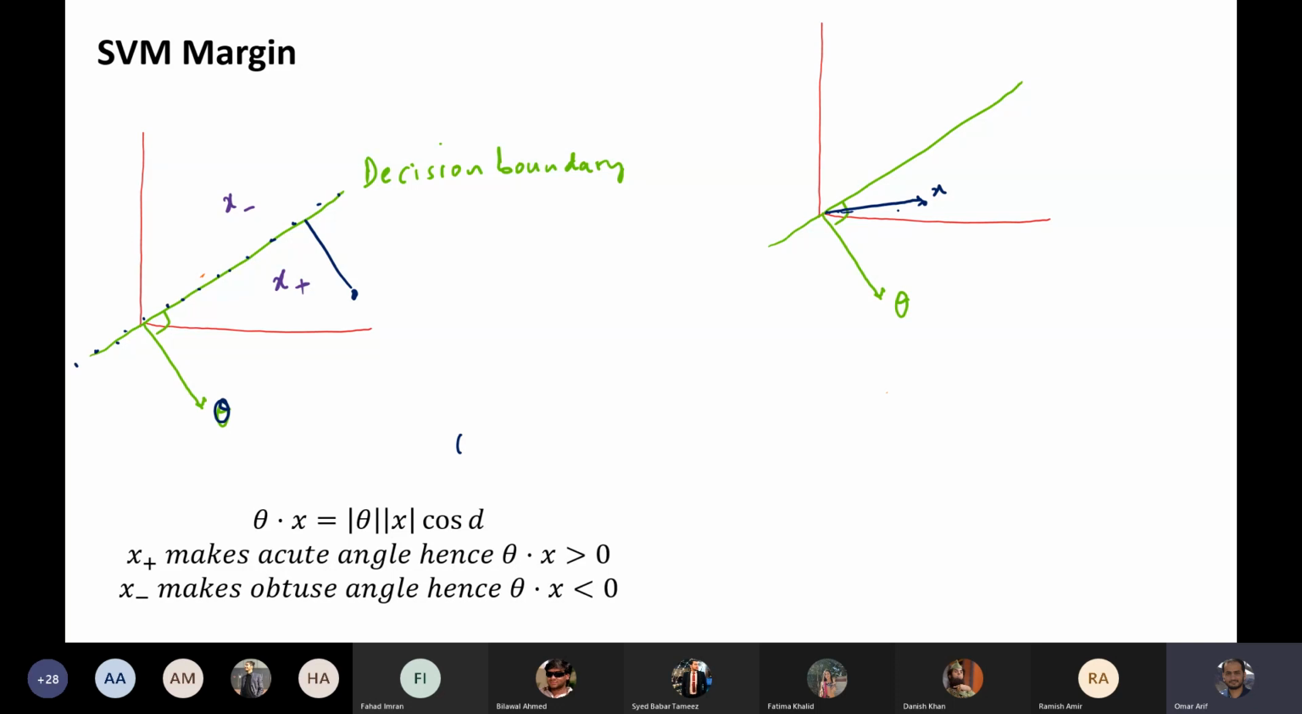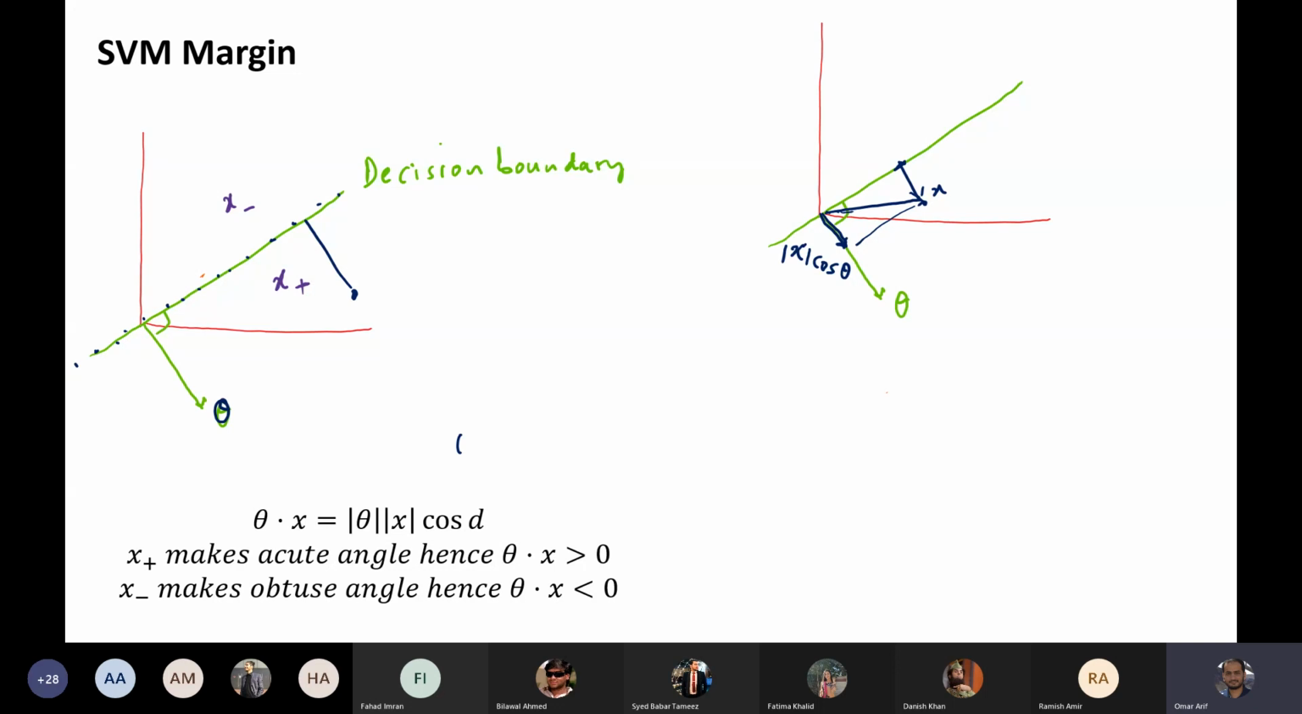This is the projection basically. If I'm talking about this line here, this is the projection of x on theta, on the vector theta, and you can write it like this: x cos theta, right? So this is the projection of x on theta, and this projection also gives you this distance, basically the distance from the decision boundary.